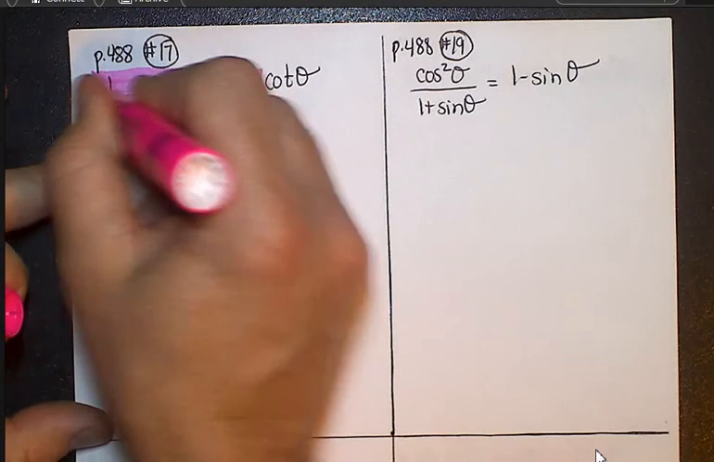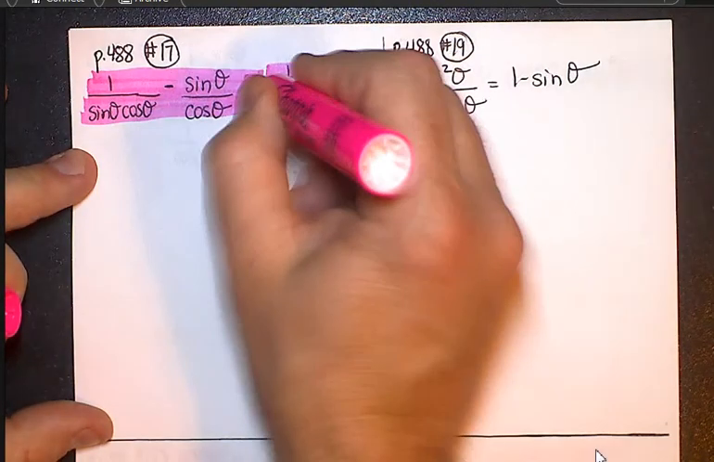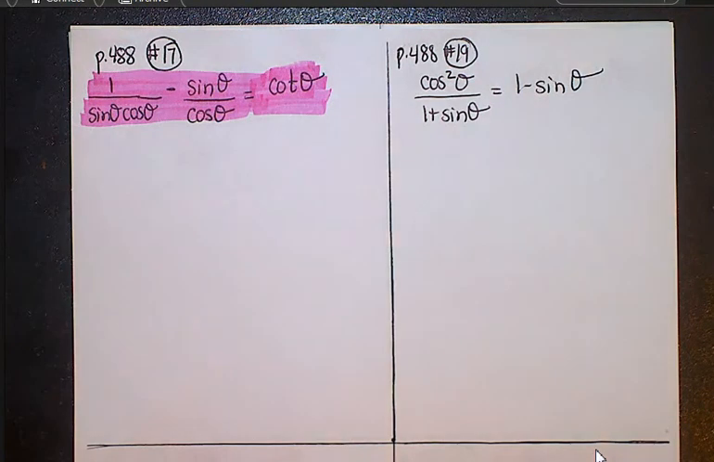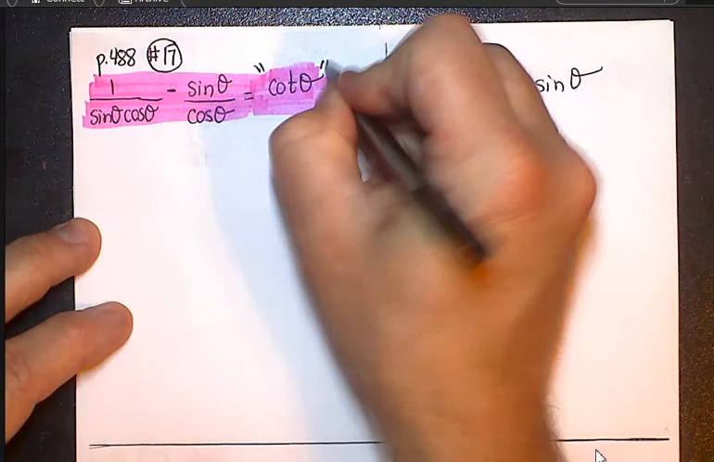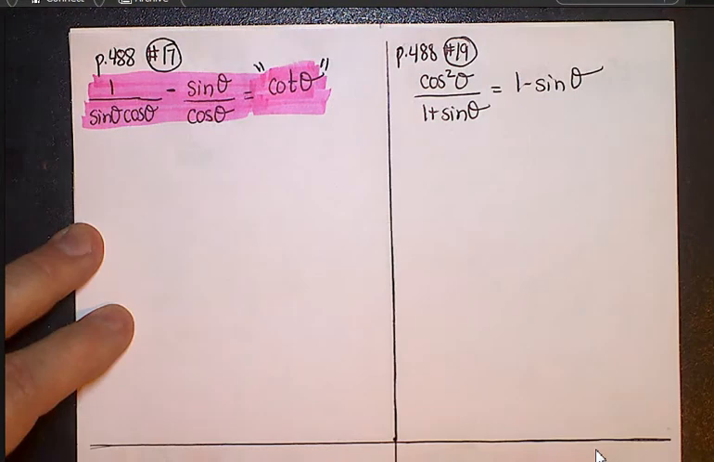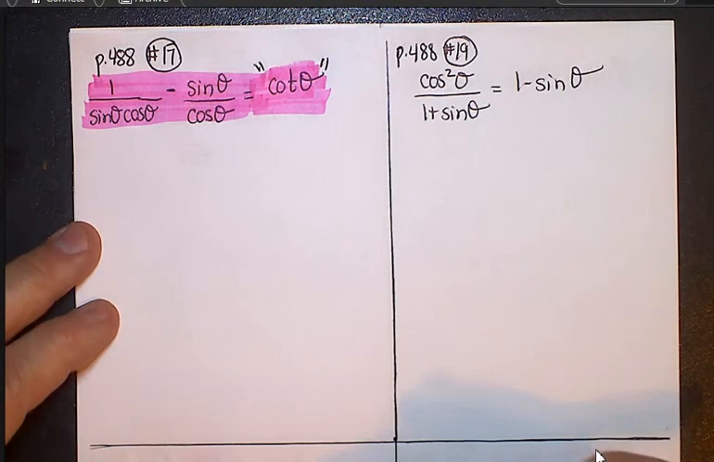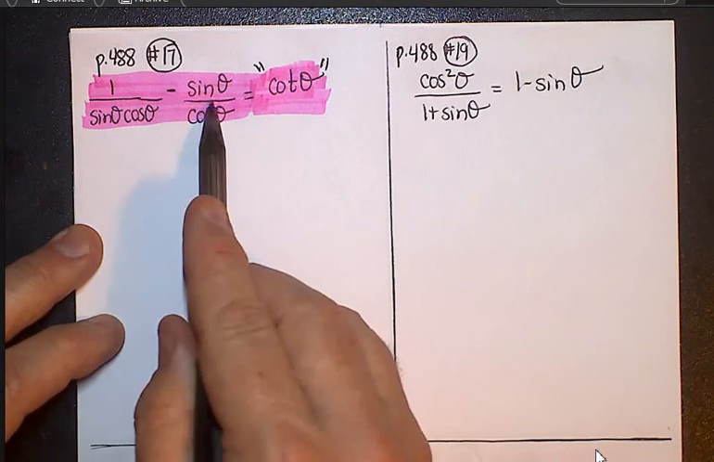So we're starting with 1 over sine cosine minus sine over cosine is equal to cotangent. So we're trying to prove that. So we'll freeze this side. This is the first problem that's a little bit more unique because everything on the left hand side is in terms of sines and cosines. So what we're going to do is, you notice we have 2 terms, and we're trying to make it one term.